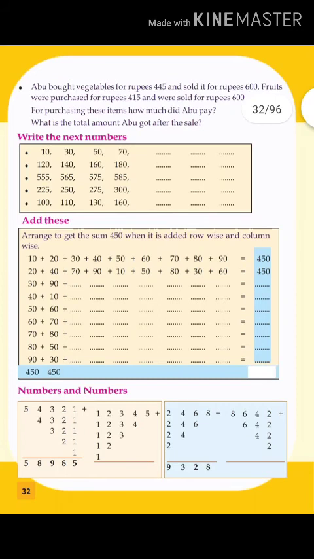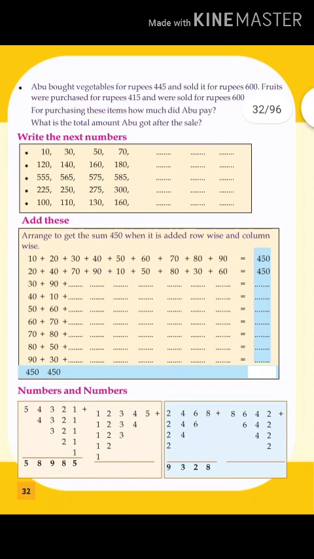Then selling price of vegetables. How much is the selling price of vegetables? 600 rupees. Selling price of fruits is equal to 600 rupees. Then total selling price is equal to 600 plus 600. The answer is 1200 rupees. That is the answer. You try to write the answer.